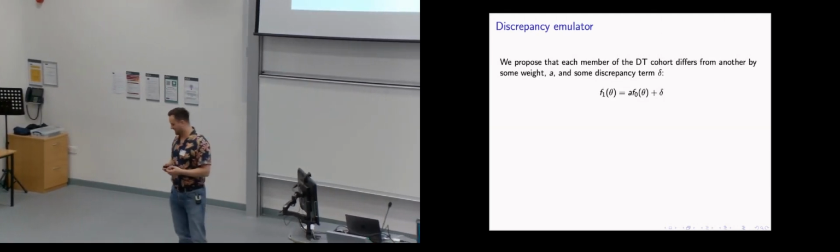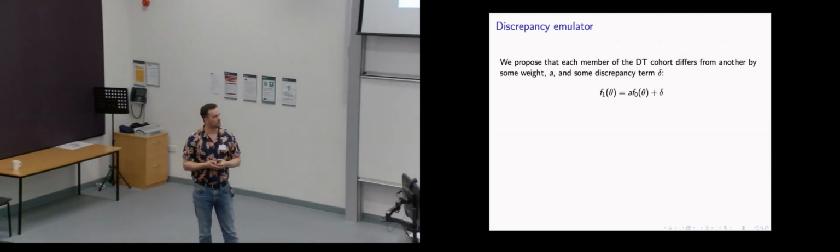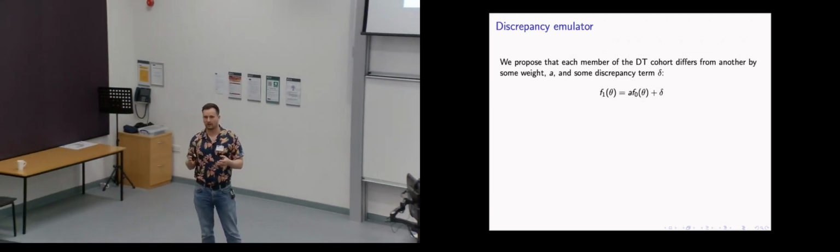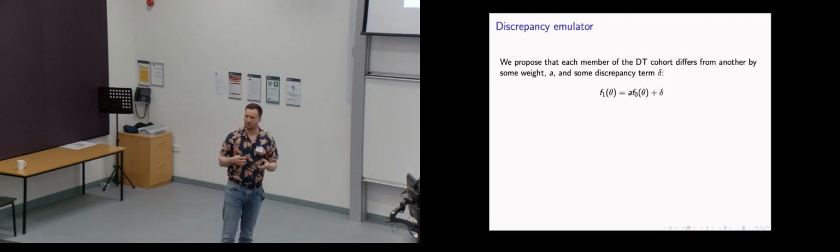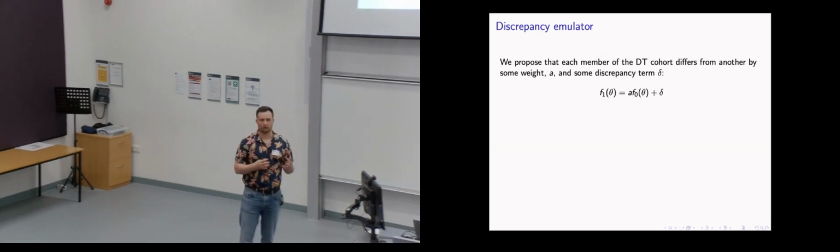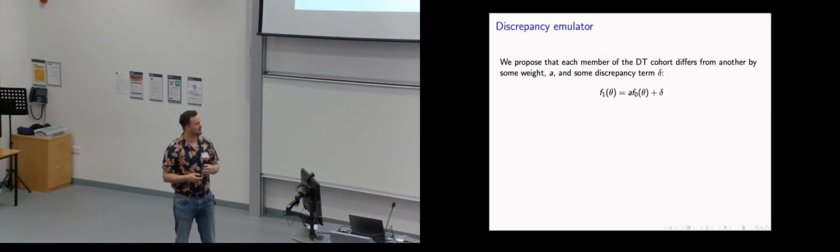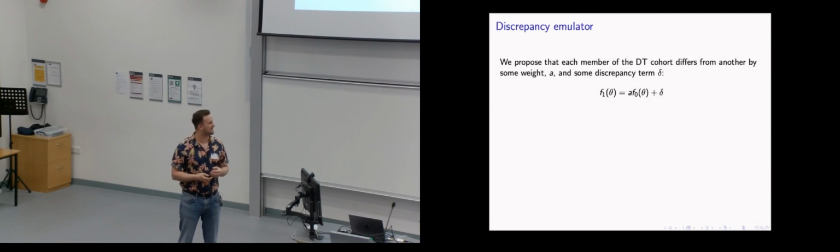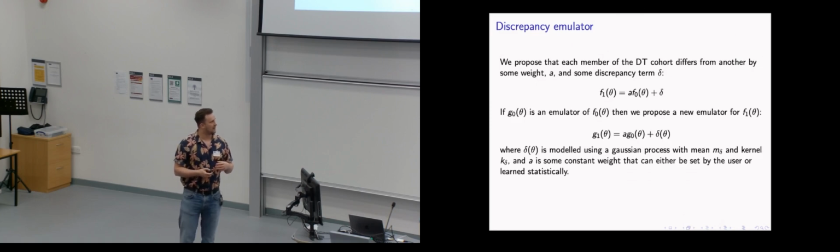And so the key idea that we're using here is the discrepancy emulator. We say, what if we've got our first member of our cohort, F0, and we want to add a new one? What if our new one is F0 plus a little bit of discrepancy? You might notice that this looks quite a lot like the multitask idea. So we have a weight, A, and some discrepancy term. And if we're saying that's true, we can say the same is true about our emulators.